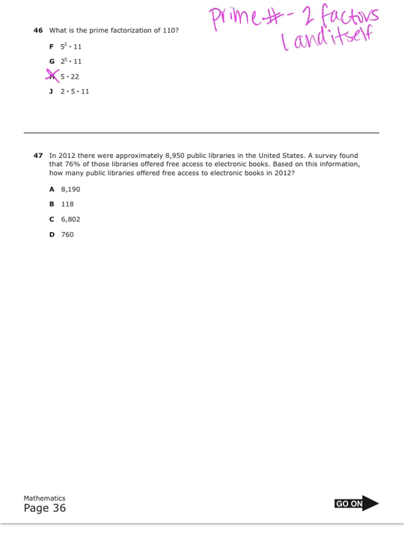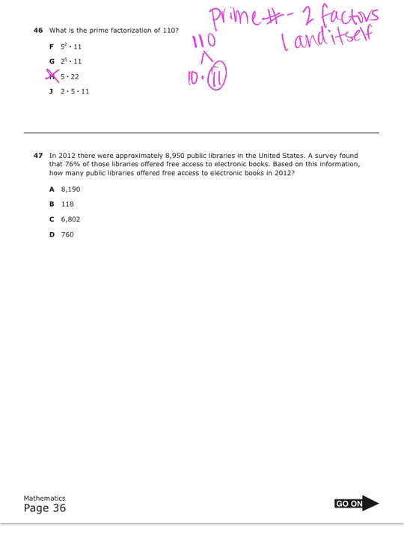Okay, so let's do the prime factorization. So start out with 110. I know it's divisible by 10. I know it's divisible by 5. I know it's divisible by 2. There's just a bunch of them that it's divisible by, but let's do it by 10. So 10 times 11.